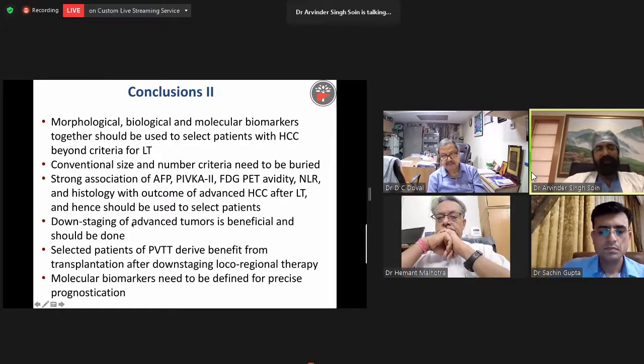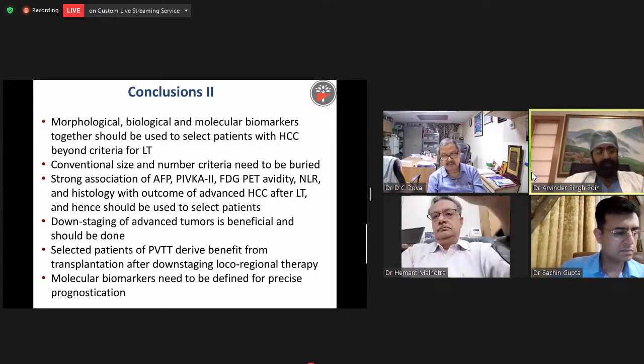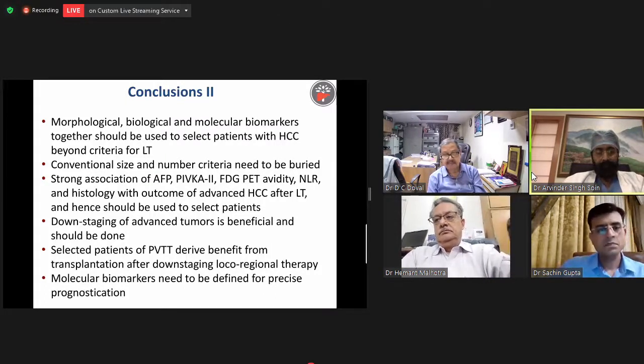And downstaging of advanced tumors is beneficial and should be done. Selected patients with PVTT derive benefit from transplantation after downstaging with locoregional therapy. And of course, we all know that molecular biomarkers need to be defined for precise prognostication, and there are not that many that are clinically used currently. Thank you very much.